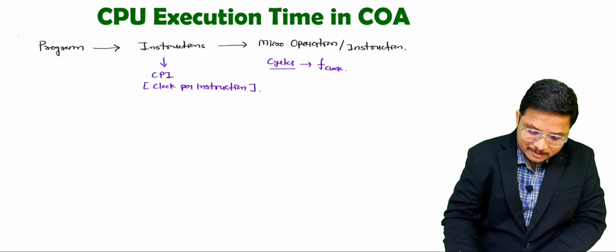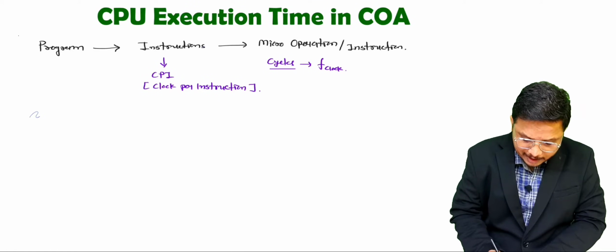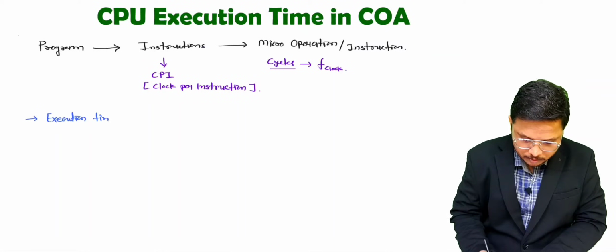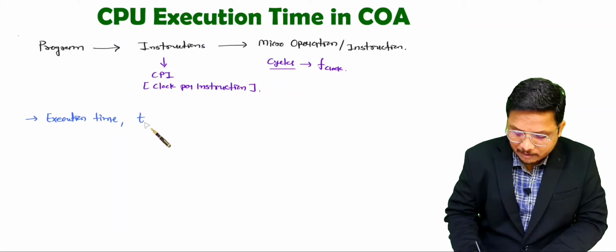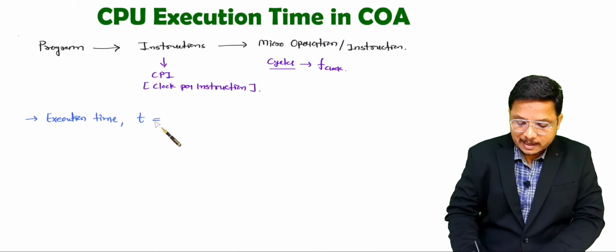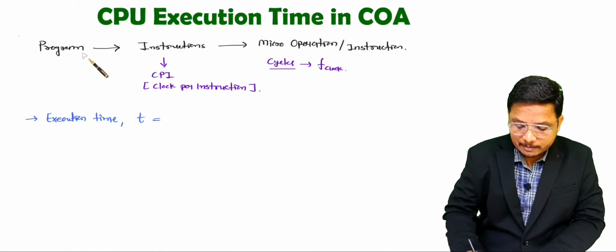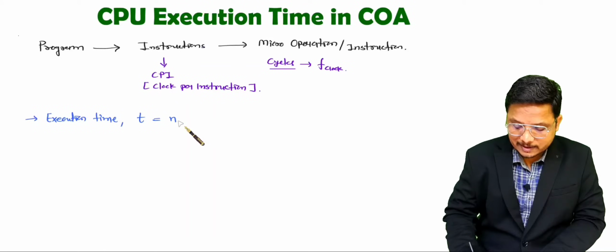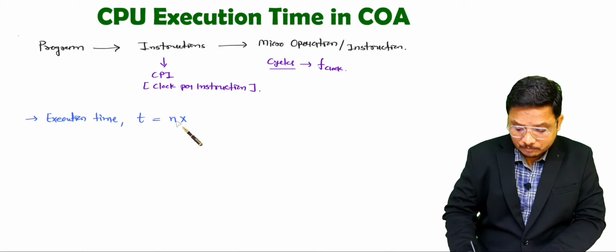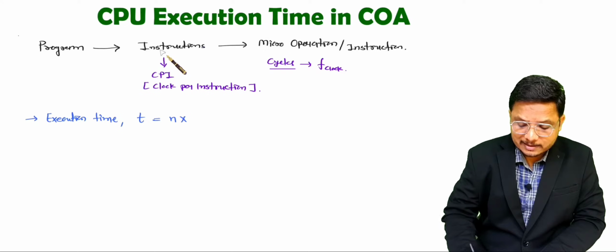Now I'll explain how to identify execution time. When we want to understand how execution time works, it is based on how many instructions are there inside a program. Let us say n instructions are there, into how many clocks are there in a single instruction.